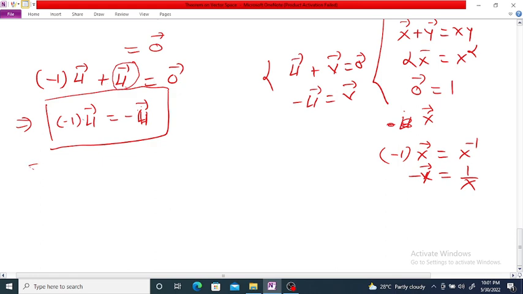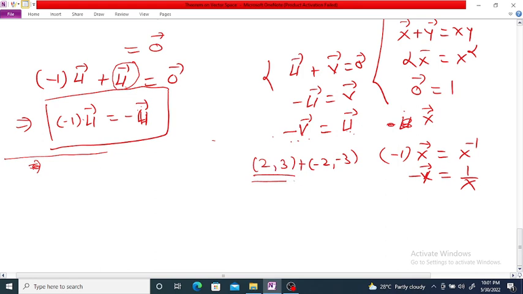So this is nothing but u bar plus v bar is 0 bar, which implies that minus v bar is also u bar. From this you can write minus u bar is v bar and minus v bar is u bar. They are the additive inverse of each other. For example, 2 3 plus minus 2 minus 3. What is the additive inverse of 2 3? It is minus 2 minus 3. And what is the additive inverse of minus 2 minus 3? It is 2 3. So from this we can write minus u bar is equal to minus 1 into u bar.